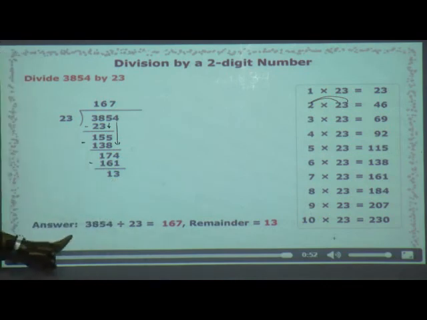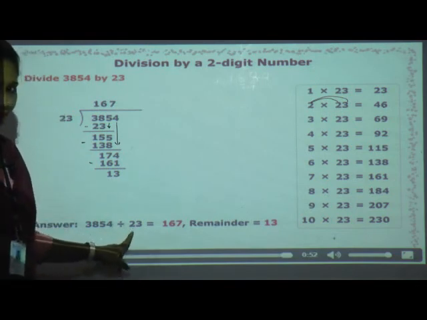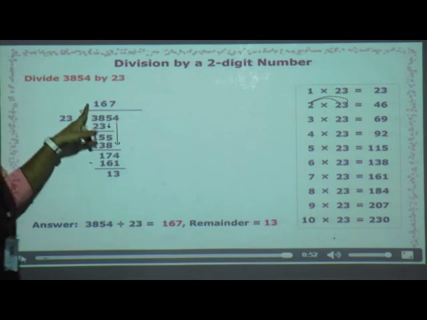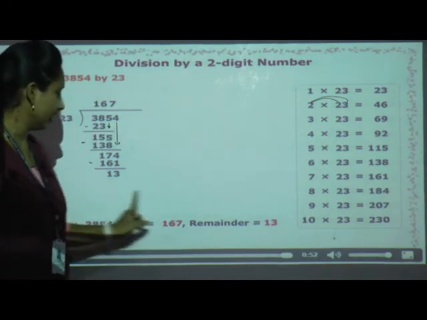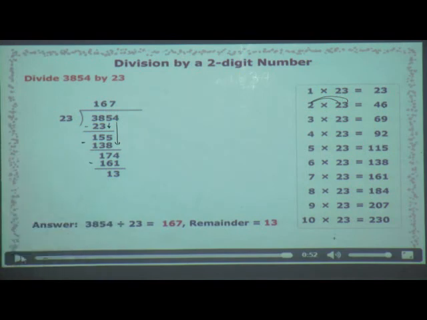Now see, in this question, 3854 divided by 23 is equal to, the answer is 167 and the remainder is 13. Got it? Understood everyone? Yes. Now we will move to the other example.